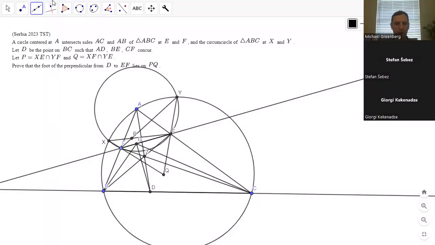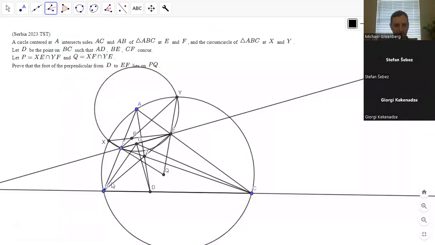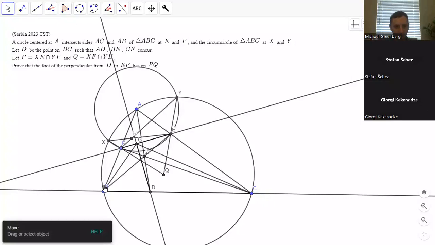Actually, I'm not sure if that's true. Let me check. Is this an angle bisector? Yes. Now why is that true? Because we know angle BFG is GEC.